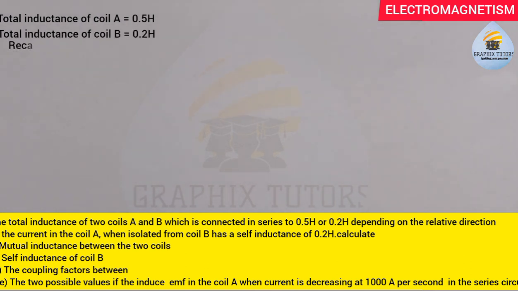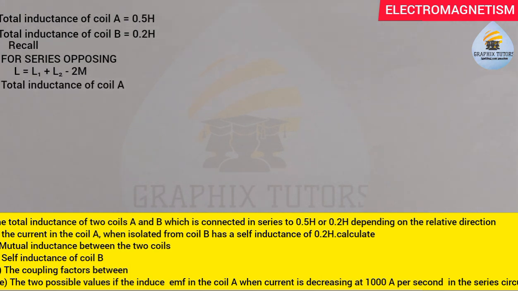Now recall, we know very well that for series opposing, the total inductance L is equal to self-inductance 1 plus self-inductance 2 minus 2 times the mutual inductance. Is that okay now? This inductance here is for coil A, total inductance. So I will say that 0.5 equals L1 plus L2 minus 2 times the mutual inductance. That will be my equation 1.